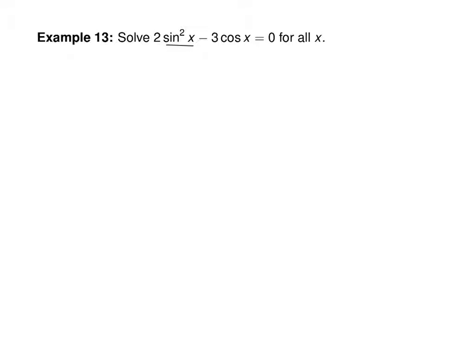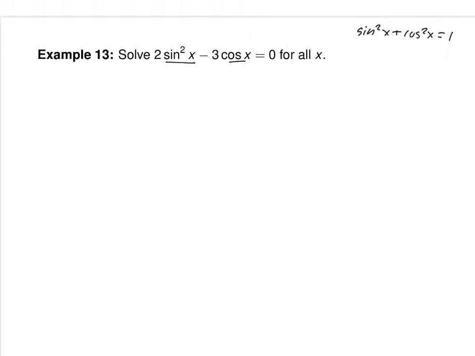The first thing is that you've got sine squared, and this is a cosine, right? So the first thing you gotta do is change those sines into cosines. So sine squared x plus cosine squared x equals 1. Therefore, sine squared x is 1 minus cosine squared x, right? So that's the first step. Make them all the same kind of trig function.